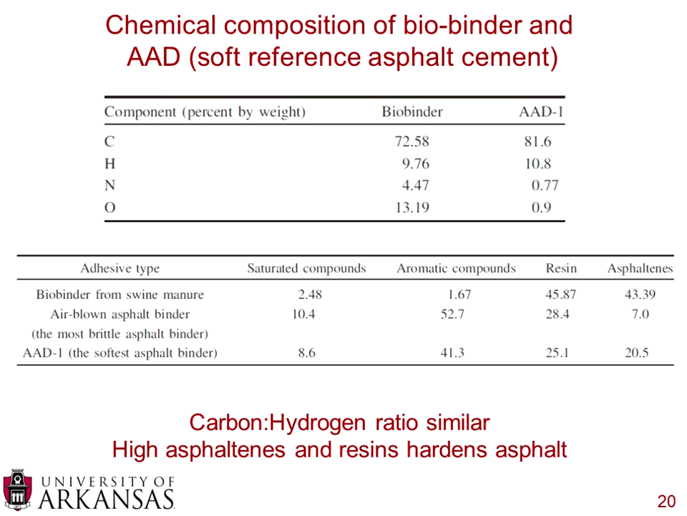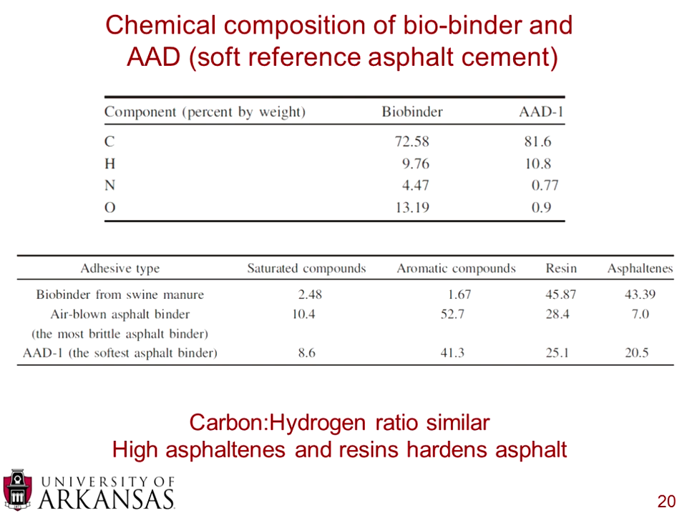And you can look at, they have 3 different types here that they compare to. The biobinder is the first one. Then they also have an air-blown asphalt binder, which is the most brittle binder, and then the AAD binder, which is a very soft binder. So they kind of took the 2 extremes of asphalt cement, a very brittle, very stiff, hard asphalt cement, and a very soft asphalt cement, and then they looked at the biobinder.